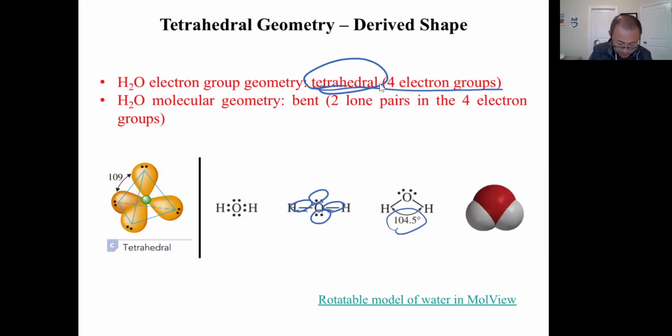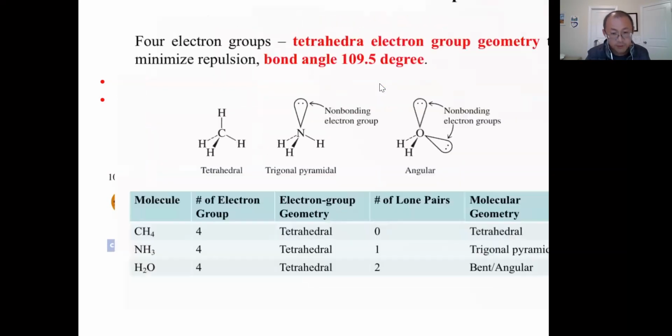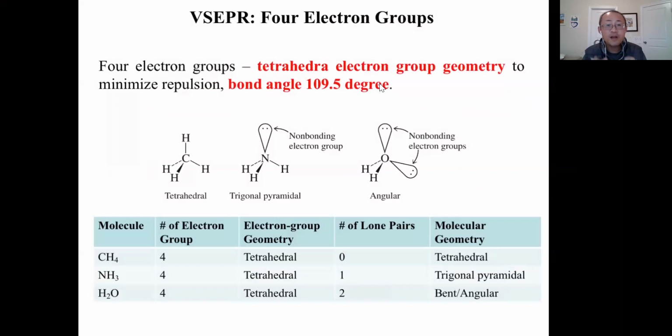So in summary, for 4 electron groups, the geometry of the groups is tetrahedral. And the bond angle is 109.5. That's all. We all assume they're 109.5. But you need to look at the lone pairs.